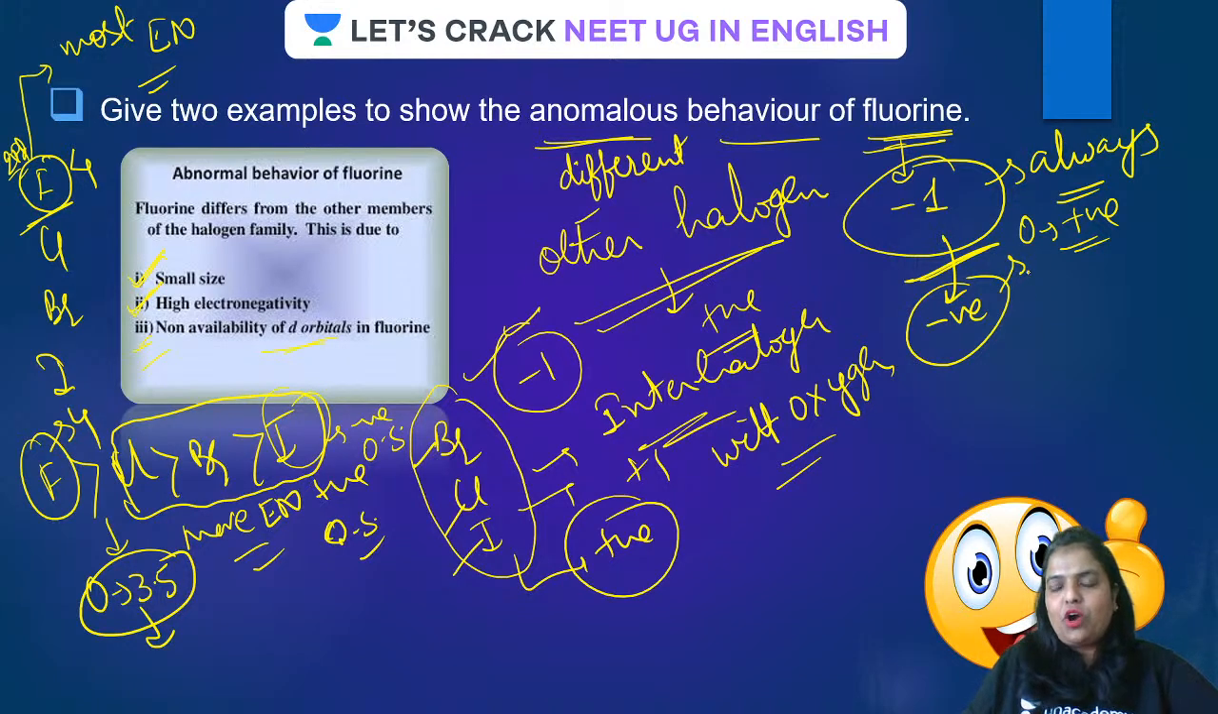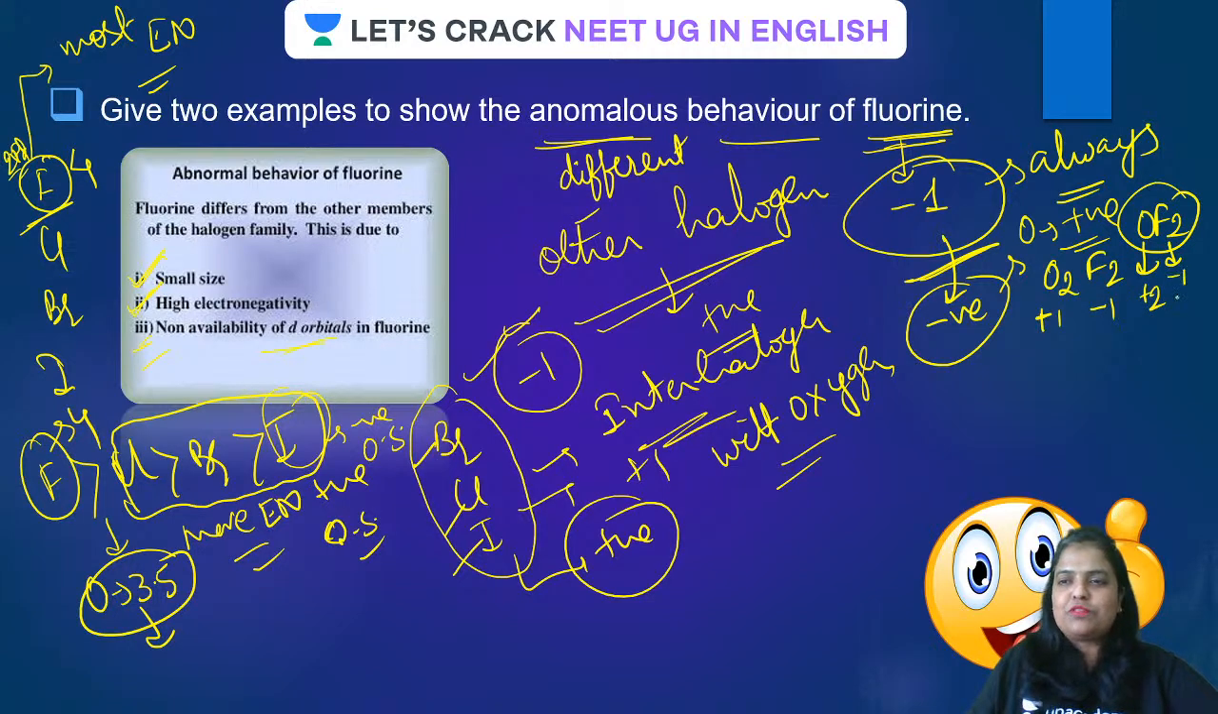For example, in O2F2, oxygen shows +1 oxidation state, whereas fluorine shows -1. In OF2, oxygen shows +2 and fluorine shows -1. So in any case, fluorine, being the most electronegative element of the periodic table, always shows -1 oxidation state.